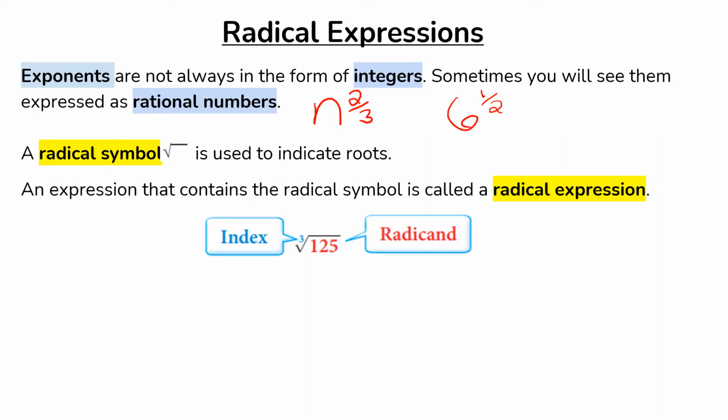Also, we have the radical symbol here. Some people know it as the square root symbol, but it's actually called a radical symbol, and that is used to indicate roots. An expression that contains the radical symbol is called a radical expression. The number underneath the radical sign is called the radicand, and the number in front of your radical sign is called the index.